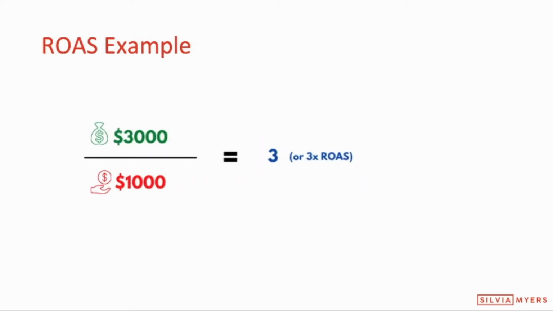Okay, so now that we know this, let's have a look at a simple example of how this works. So in this example, I have generated 3,000 from this campaign. And in this example, we have spent $1,000 on ads, and hence we would get a return on ad spend or ROAS of 3, okay? Or it's also referred to as 3x in marketing. So if you see a ROAS of 3, it means that the revenue generated from that campaign was 3 times as big as the money you spent on ads.